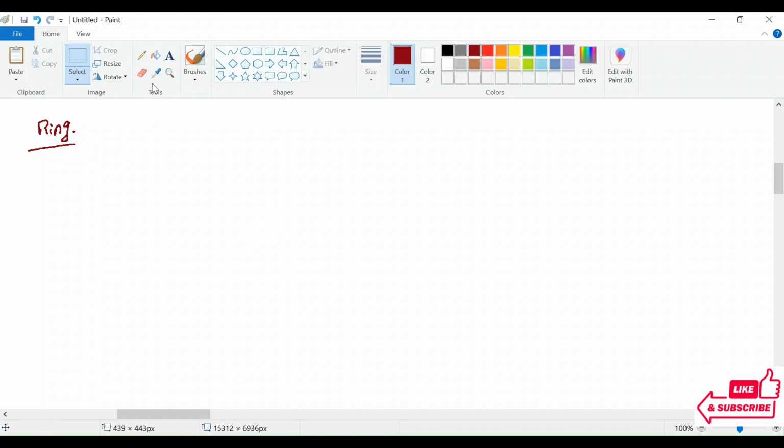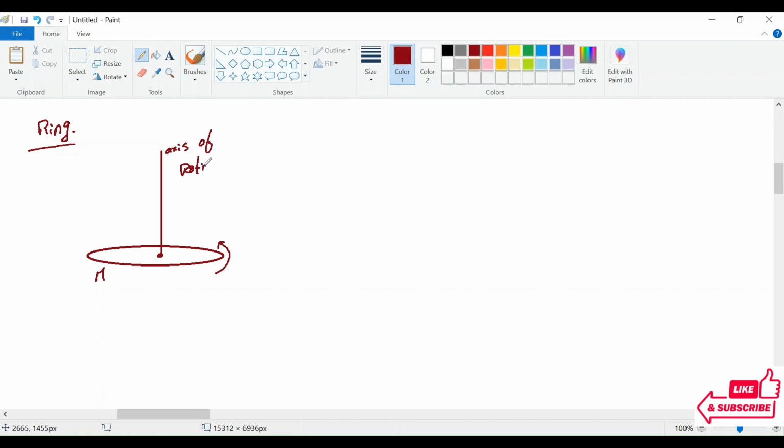Now ring we will see. Ring, you know, right? It is like a cycle ring. Here is a cycle ring which is kept on a horizontal plane. This is the axis of rotation I am rotating about. The ring is connected in this way and it is rotating like this. The ring mass is capital M. The axis of rotation passes about the center of the ring.